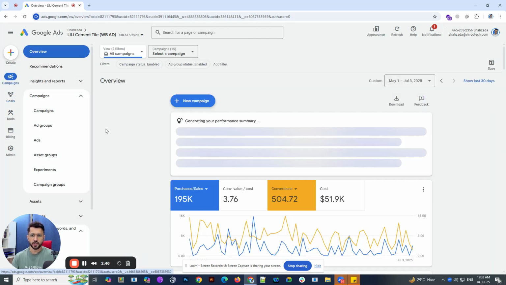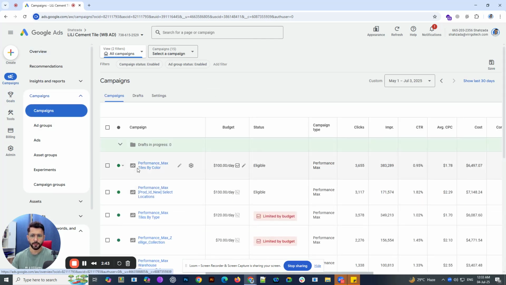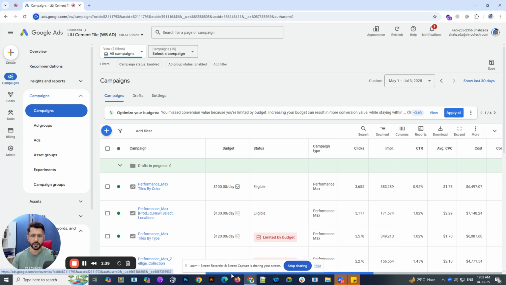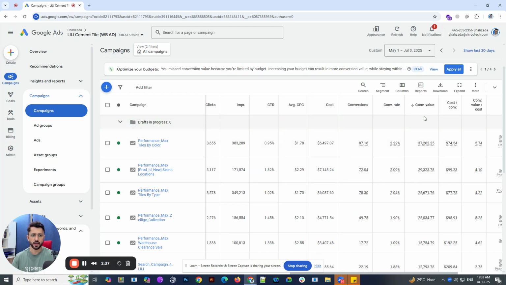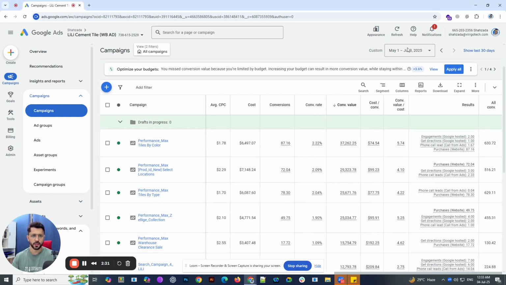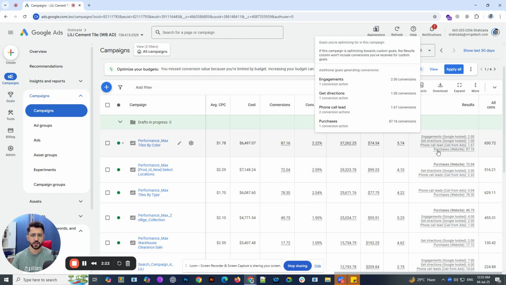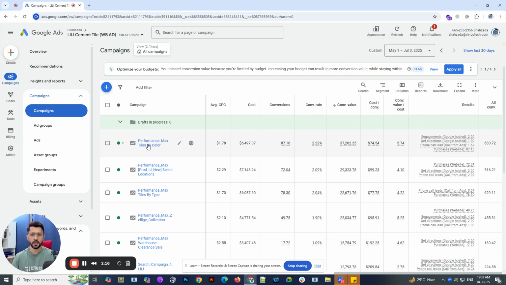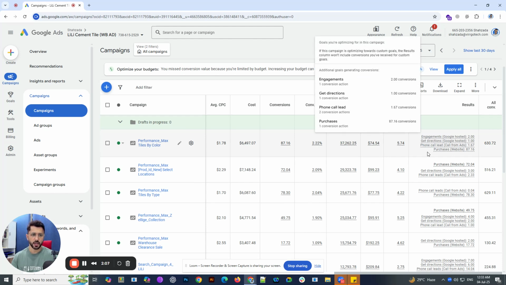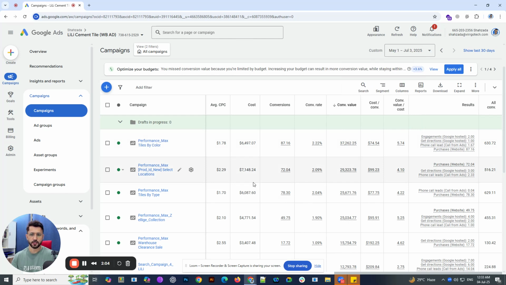So if you go to the campaigns just for demo purposes, and go to, let's say, the reporting section, you are seeing here that this campaign, over the span of 3 months, generated 87 conversions, right? And all of these 87 conversions are purchases. It's because the purchase conversion event is the only event that's connected to this campaign, primarily because we want to care about conversions only, right? We don't care about, let's say, engagements, get directions, phone calls, etc. in the case of these campaigns.